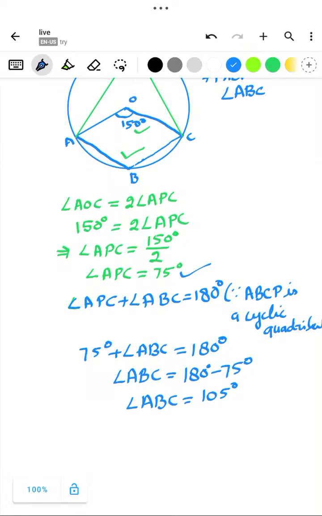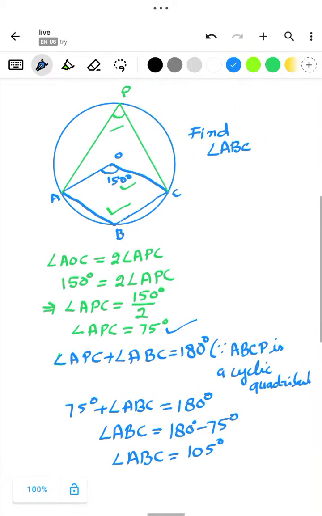So this is the answer for this question. We were asked angle ABC and we have calculated that angle ABC is equal to 105 degree. Right? So I think this was very easy. Now I will give you another question to solve yourself.